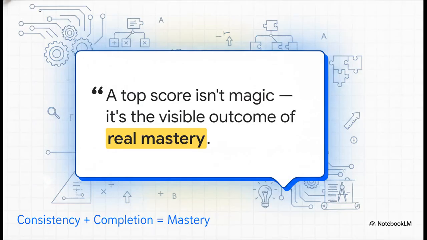A top score isn't magic, it's the visible outcome of real mastery. Build the skill, and hard questions start to feel easy. Consistency plus completion equals mastery. So the final question isn't just about how you prep for a test, but how you build true capability. Are you going to keep relying on the illusion of readiness? Or are you ready to systematically map your skills, repair every single broken thought, and make a perfect score the inevitable result of your mastery? The choice is yours.